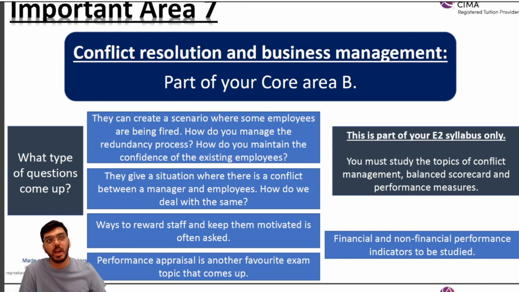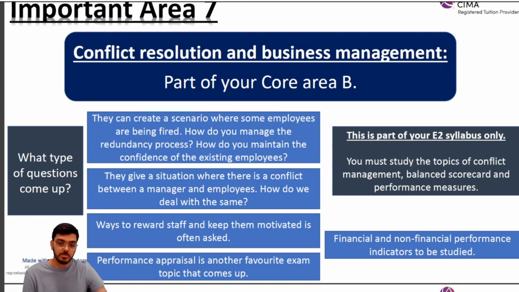Thirdly, they can ask you that I want to now reward my staff. I want to keep them motivated. What are the ways? Suggest the steps forward. Next, they ask about performance appraisal. It's another favorite exam topic that comes up. So how do you deal with the redundancy process, confidence, vertical conflict, horizontal conflict, performance appraisal? These are areas that you must study, and these are directly from your E2 syllabus.